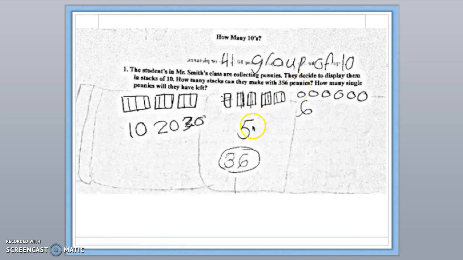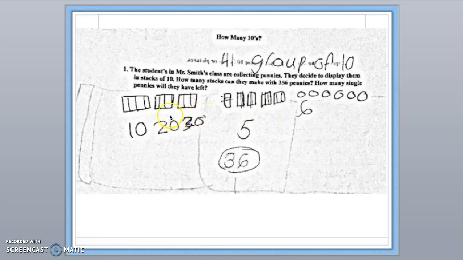For the second worksheet, the question was a little bit more difficult. It was, the students in Mr. Smith's class are collecting pennies. They decide to display them in stacks of 10. How many stacks can they make with 356 pennies? How many single pennies will they have left?